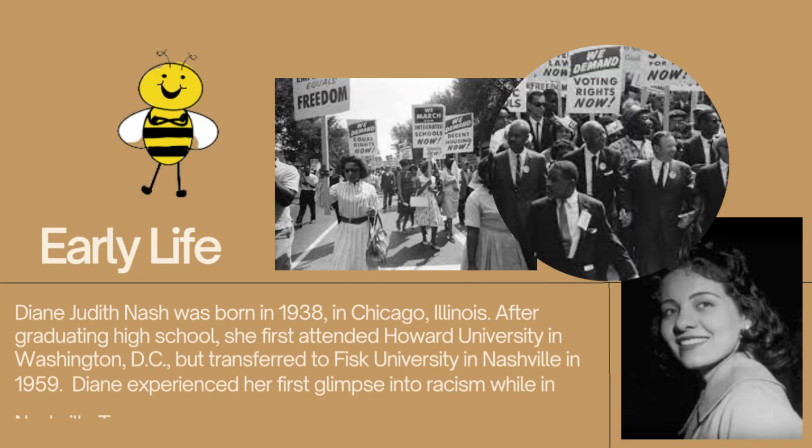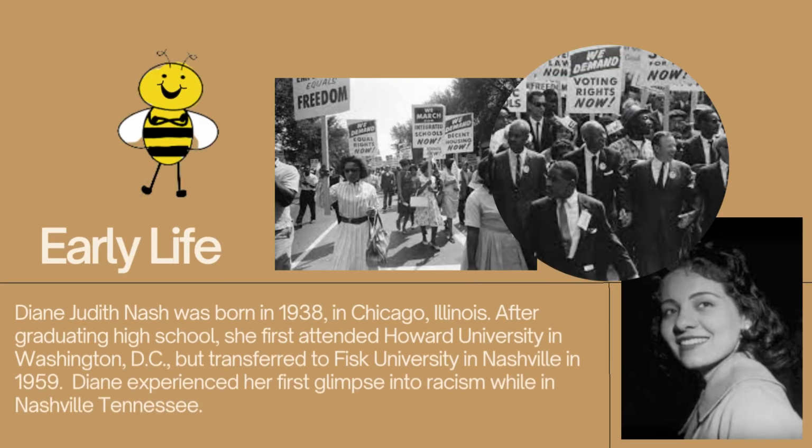Now that we have this background knowledge, we can get into the story of Diane Nash and her journey with activism, starting off in her early life. Diane Judith Nash was born in 1938 in Chicago, Illinois. After graduating high school, she first attended Howard University, but transferred to Fisk University in Nashville in 1959. Diane experienced her first glimpse into racism while living in Nashville studying for her education. Nash, like many other African Americans, did not like segregation and began to seek ways to fight it.